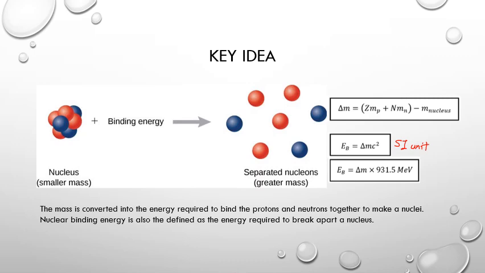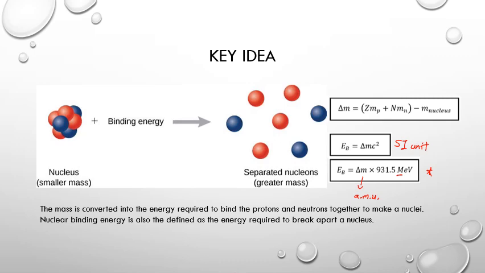But in this chapter, for mass, we seldom use kg. Quite often, we use the atomic mass unit, AMU, or in calculations the unit is u. So if you're going to use delta M in u, then you use this equation where EB is equals to delta M times 931.5 MeV, mega electron volt. The derivations you can go through in your lecture notes.